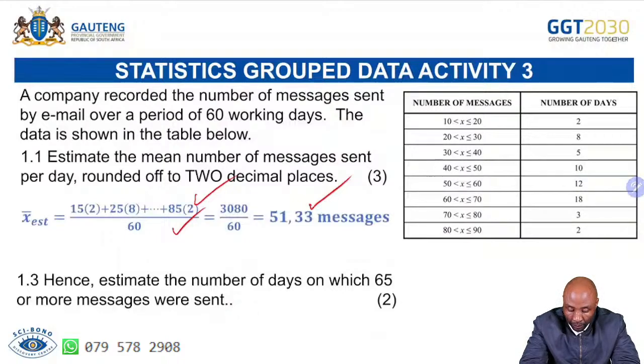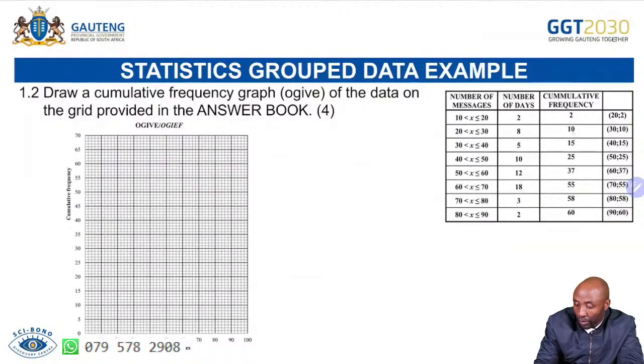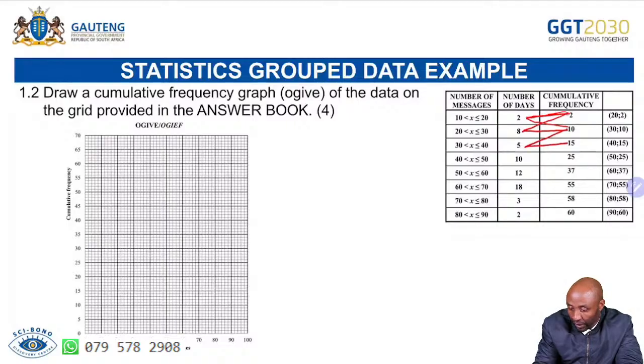1.2, we are supposed to come up with an Ogive, and for us to draw an Ogive, we know very well that we need to plot all the points. So to plot our points, we will first of all do our cumulative frequency. We have a 2 there where we start. 2 plus 8 will give us 10, plus 5, we get 15, plus 10, 25, plus 12, 37, plus 18, 55, plus 3, 58, plus 2, 60.